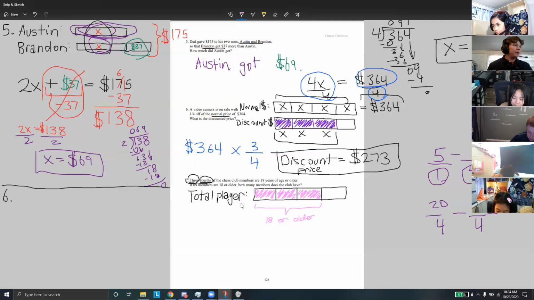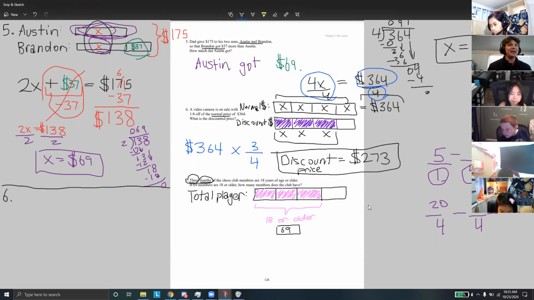And so if 69 members are 18 or older, we actually know how many this is, so I'll write that down. 69, right? So we know that 3/4 of the total players is equal to 69. Okay, great. So if 69 members are 18 or older, how many members does the club have? So Mr. Bear is going to do this the long way and the easy way again. Let's do it the long way first.